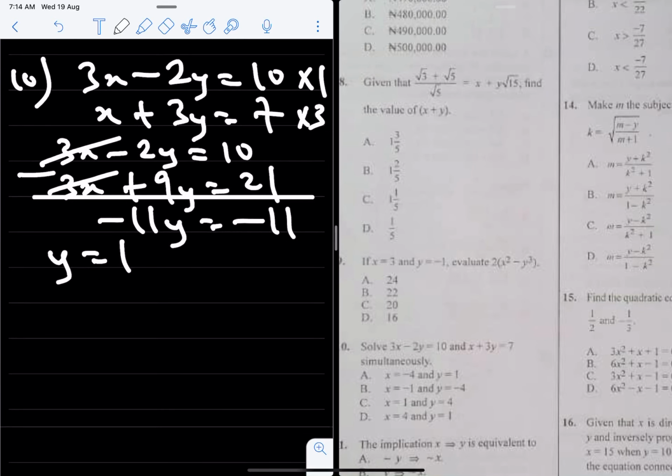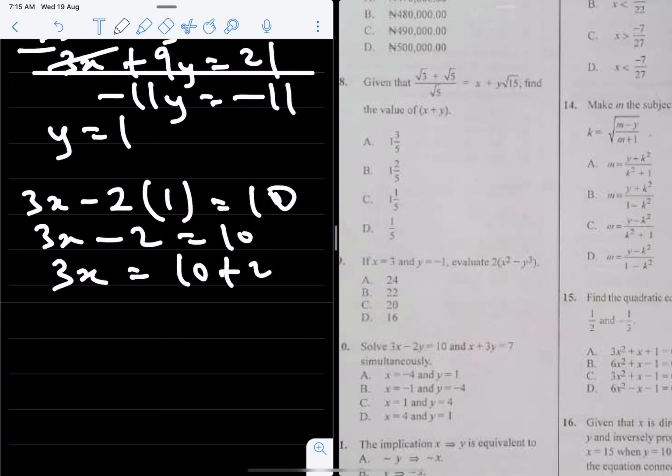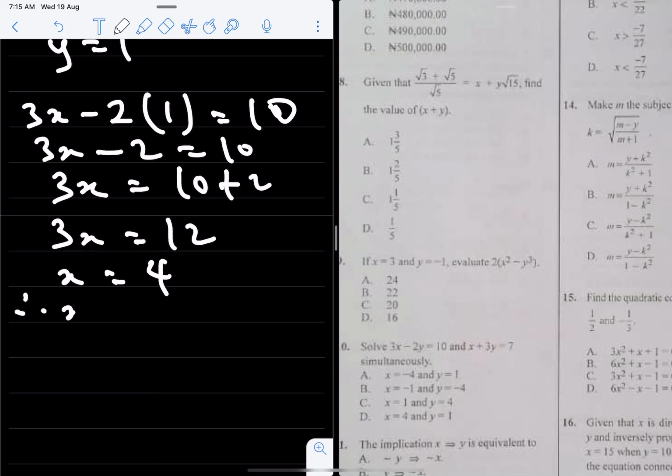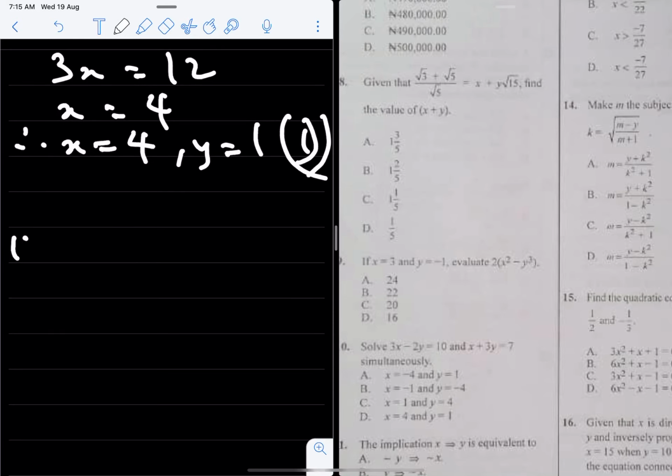So if y equals 1, we can put y in equation 1, which is 3x minus 2y. That's minus 2 times 1 equals 10. And that simply means 3x minus 2 equals 10, which means 3x equals 10 plus 2, and that's 12, which means x equals 4. So x equals 4, y equals 1. What's the correct option? X equals 4, y equals 1. That's D.